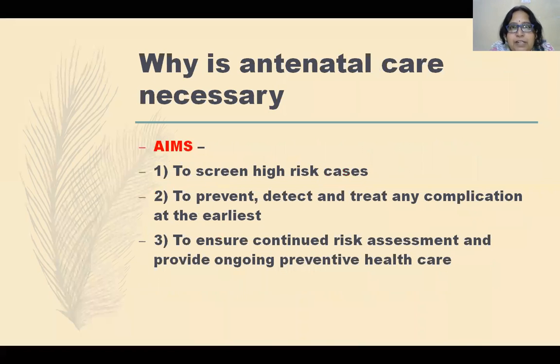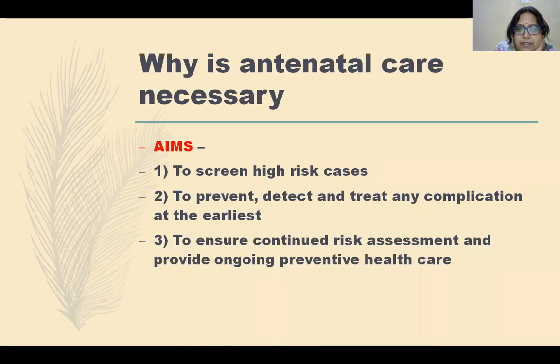So why do you think antenatal care is necessary? What is the importance of antenatal care in a pregnant woman? It is so that you reduce maternal mortality and morbidity. How do you actually reduce it? By screening for high-risk cases. When the woman first comes to you in the first visit itself, you have to screen her for any high-risk factors, and to detect and treat any complication that arises at the earliest.